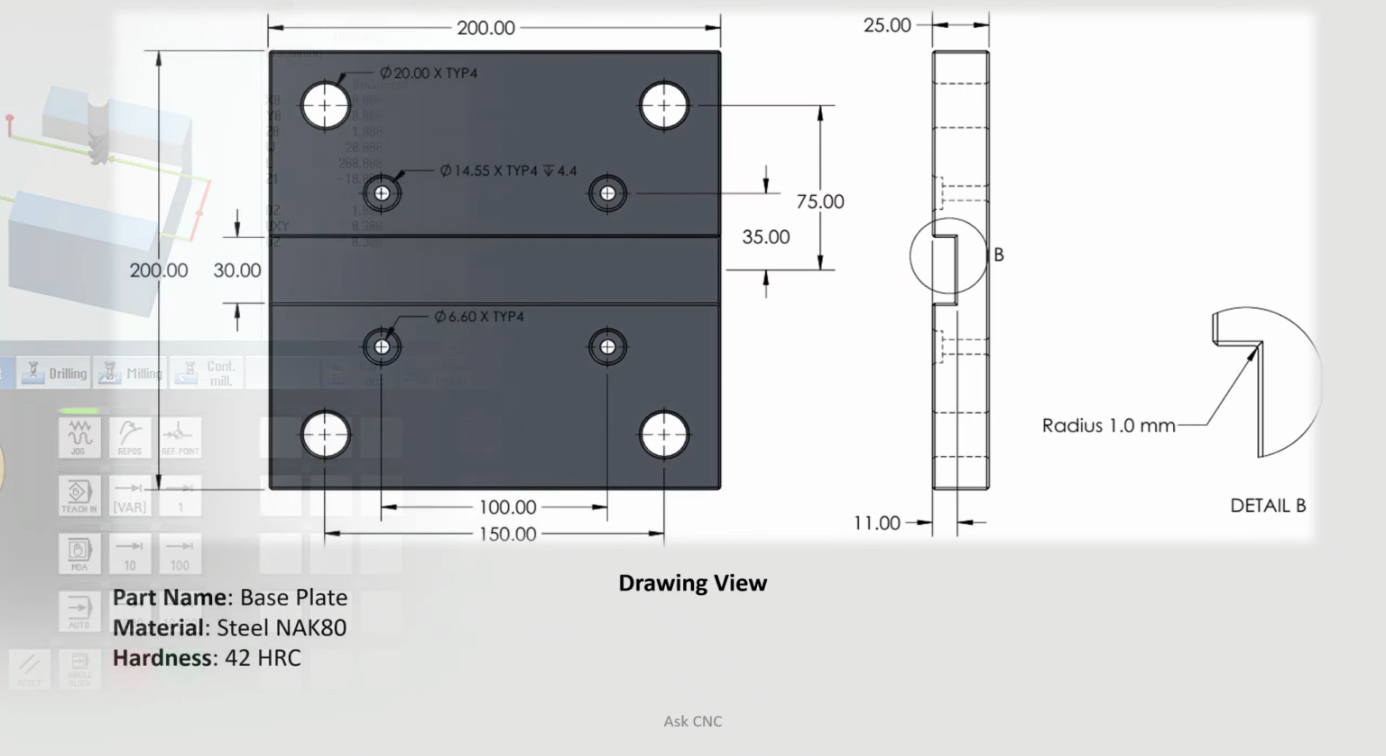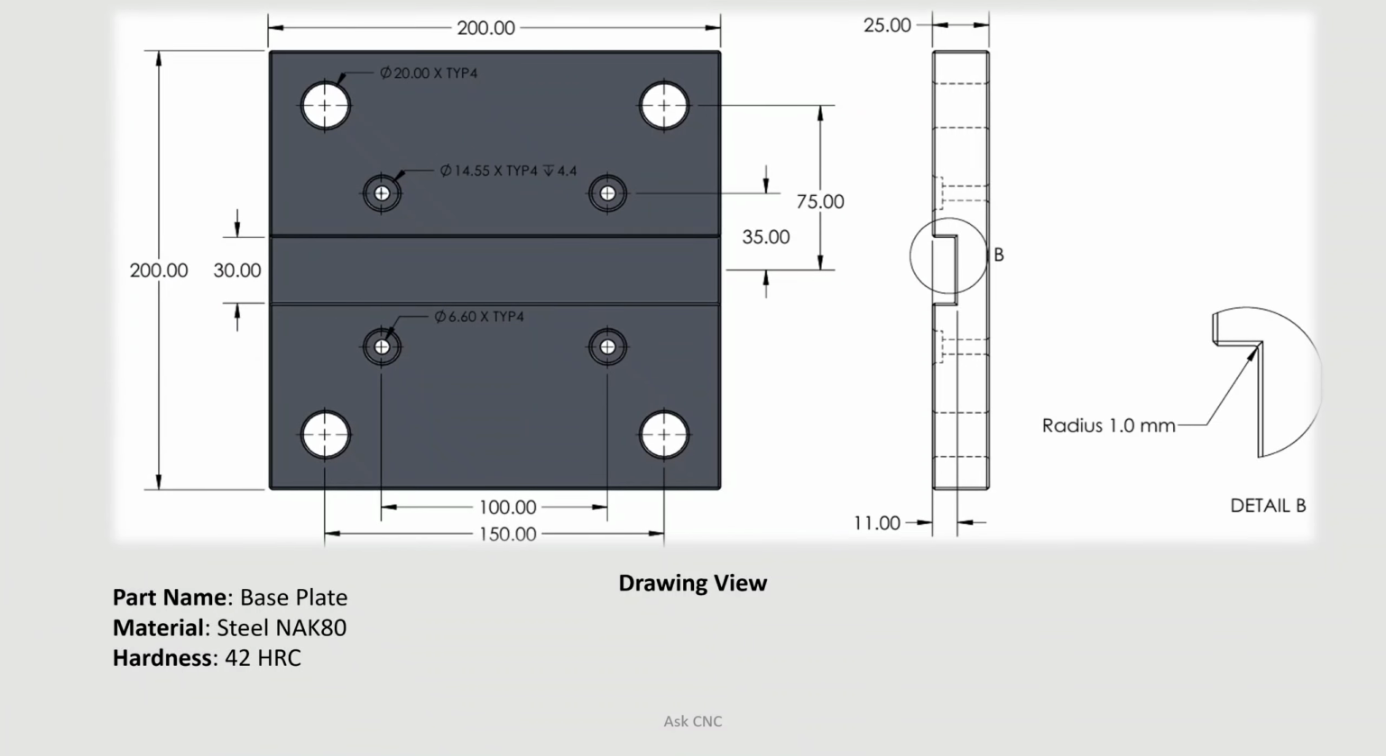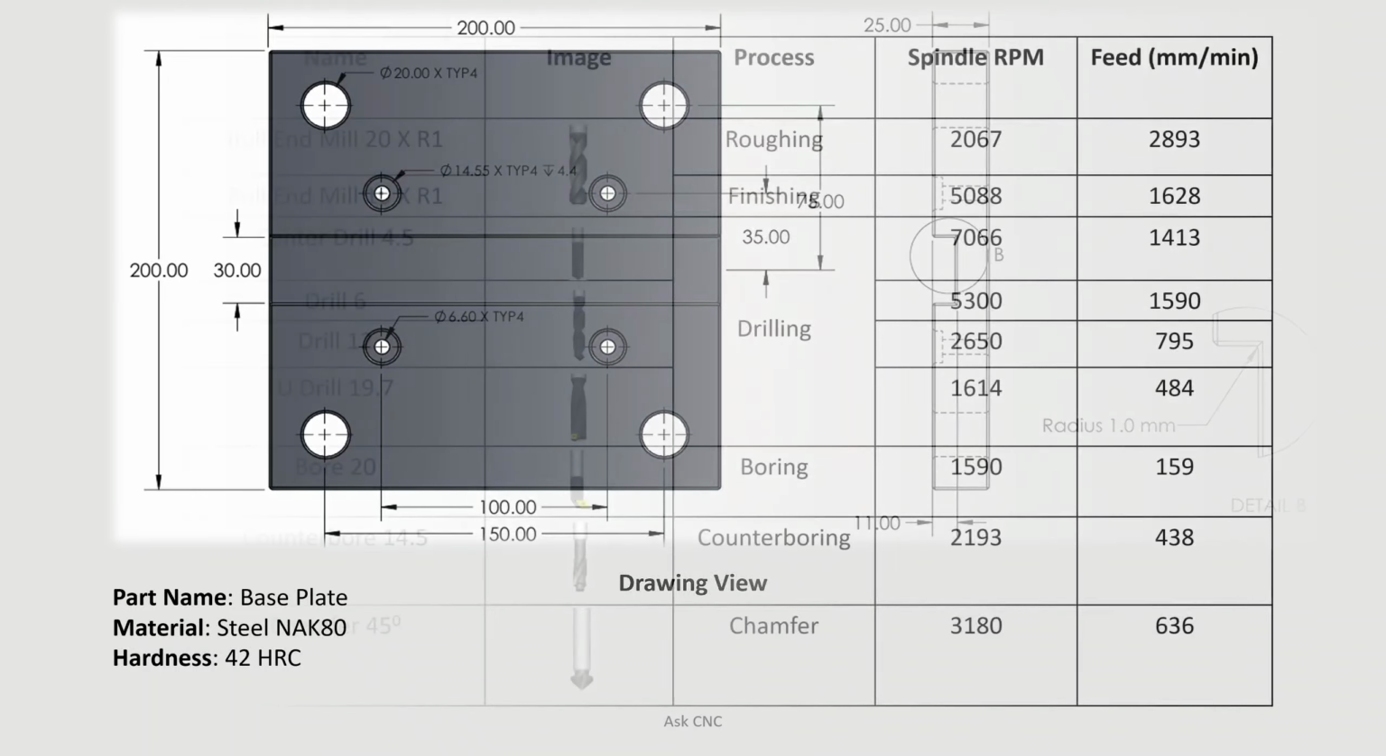Let's go! Here you can see our part, which is a base plate, having multiple features like hole, slot, counterbore and chamfer. If you talk about the material, we took NAK80, which is pre-hardened steel. Its hardness is around 42 HRC. The detailed view shows the corner radius of the slot, which is 1 mm. Let's make the tool selection.